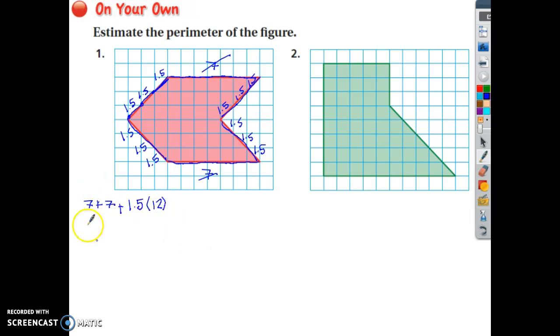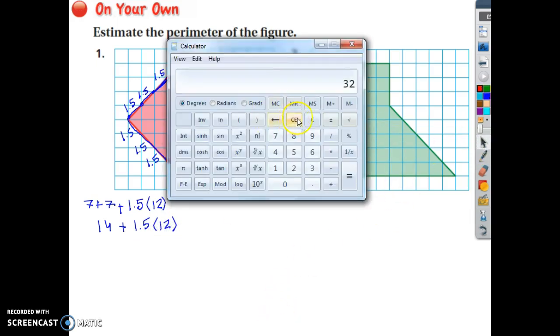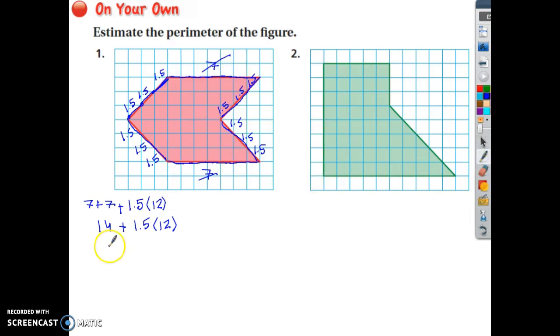And now in our calculator, we can go ahead and punch all this in. I've got 14 plus 1.5 times 12. I'll go ahead and do that part first, and then I'll add the 14 in after. So here's my calculator. I've got 1.5 times 12, and that gives me 18. So 14 plus 18, which you can use a calculator for if you'd like, but we do end up getting 32 units again.